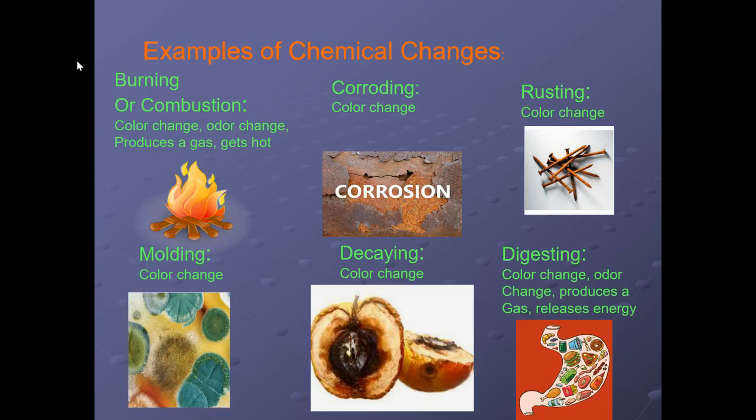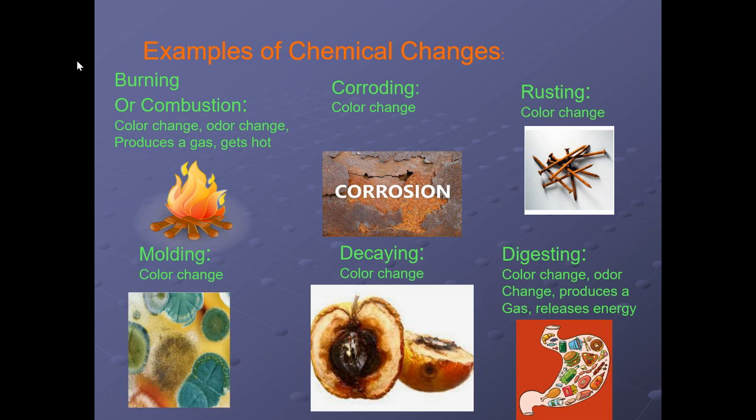And so let's see some examples of chemical changes. So again, chemical change, you're changing the substance, the materials, the composition of the material, right? Like the very structure of it. So when it comes to burning or combustion, you can consider that a chemical change because it has a color change. There is an odor change. It produces a gas and it gets hot, right? So these are all characteristics of a chemical change occurring.